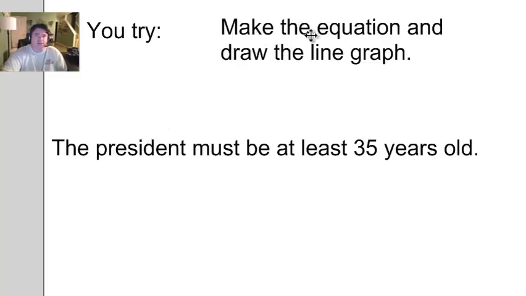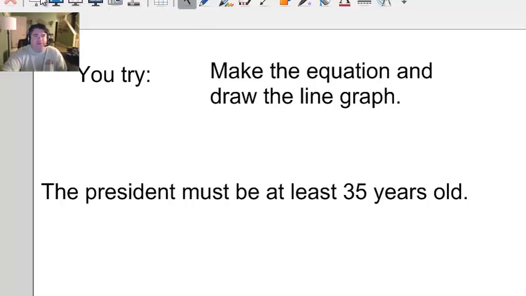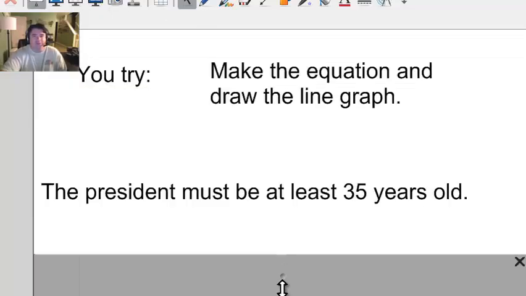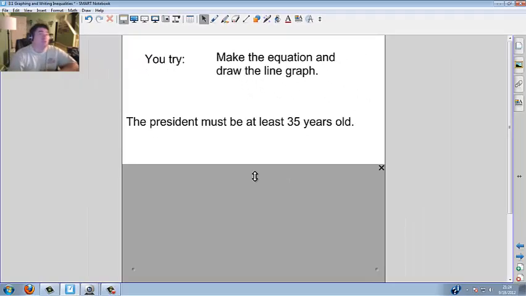Now you try. Make the equation and draw the line graph. And I guess I'll hold it here. Of course, everyone probably saw it already. The president must be at least 35 years old. Important as you'd have to take the Constitution test at the end of the year, so it's good to know that. But how would you make the equation and draw the line graph? Well, if you hadn't seen it before I closed the screen, go ahead and try it this time.